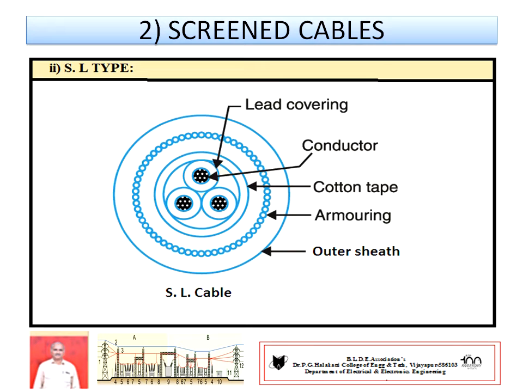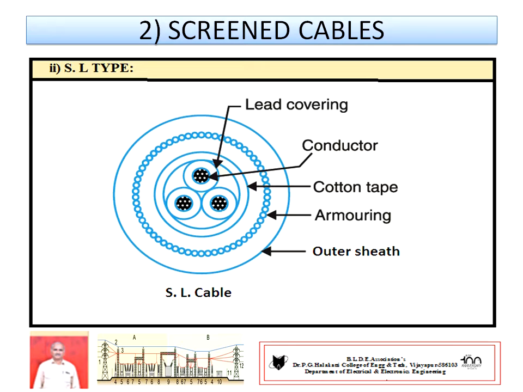So in the second category, screened type cables. Under that, the second type, SL type. In this type of cable, as clearly observed in the diagram, each core or conductor is covered by a lead sheath. Lead covering is there. All lead coverings are going to contact each other. This whole combination or assembly is covered by a cotton tape. After that, as usual, the armoring layer is there, and the outer sheath is there.